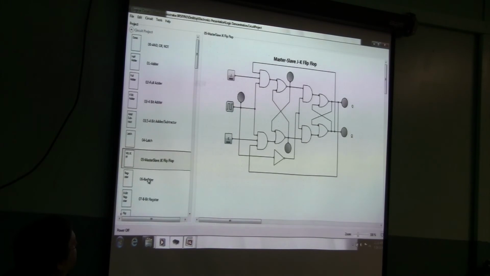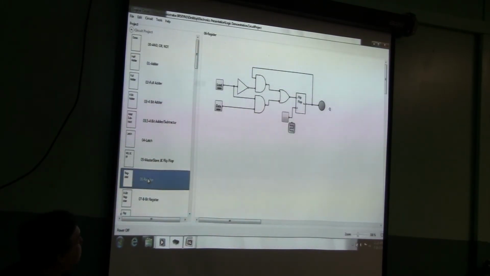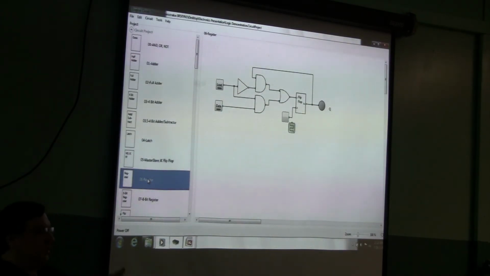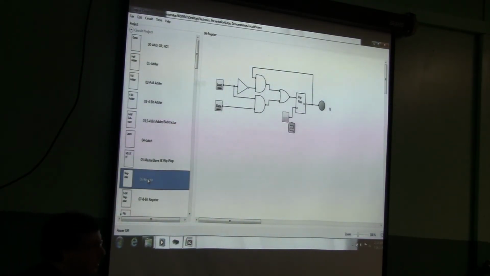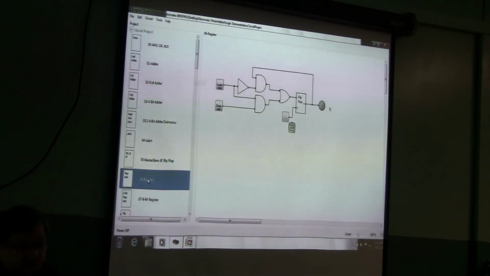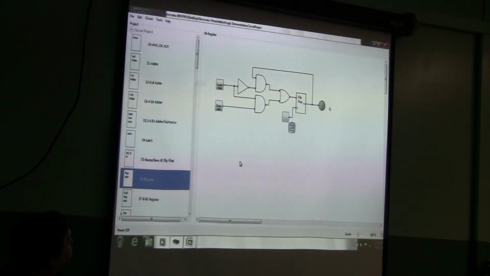Now, let's say I want to have what's called a register in a computer. A register is basically one little memory location that stores a value. This is only a 1-bit register. It's only going to store 1 or 0. This box here contains everything we saw in the last circuit.